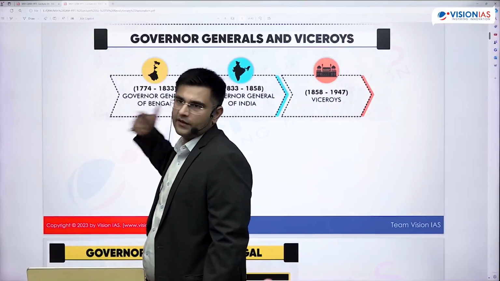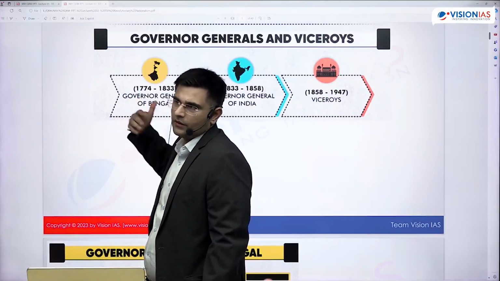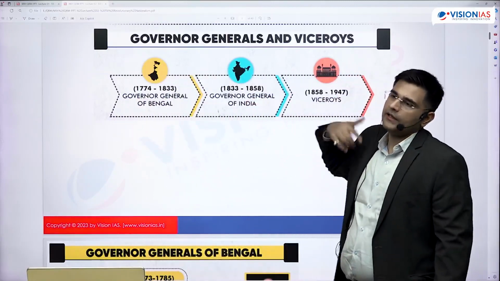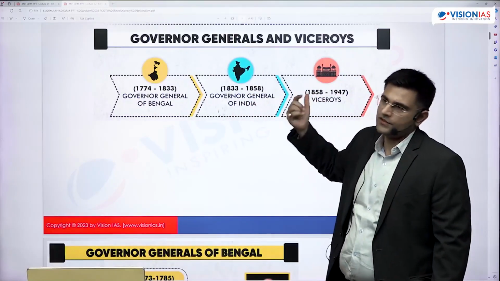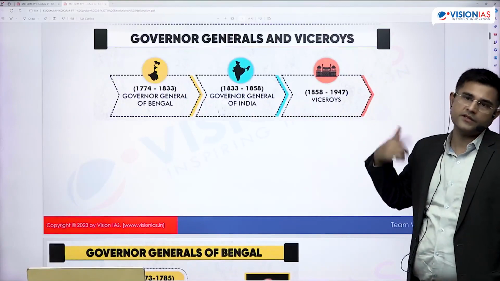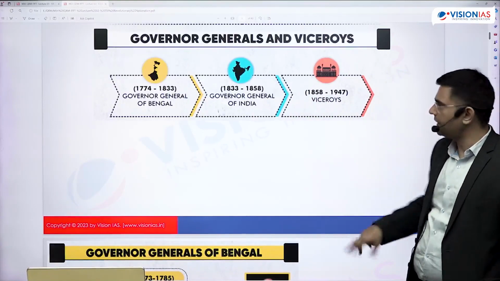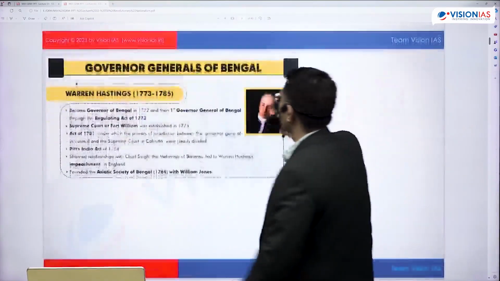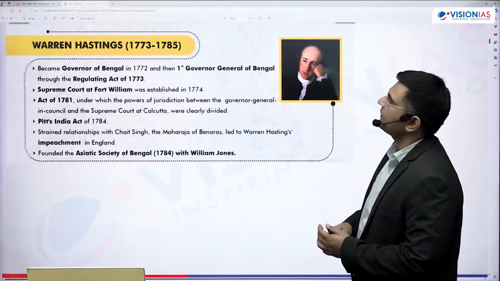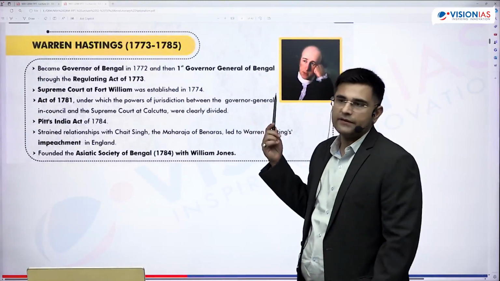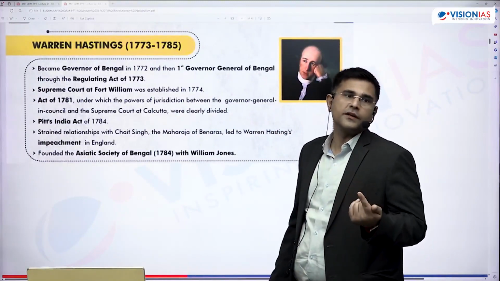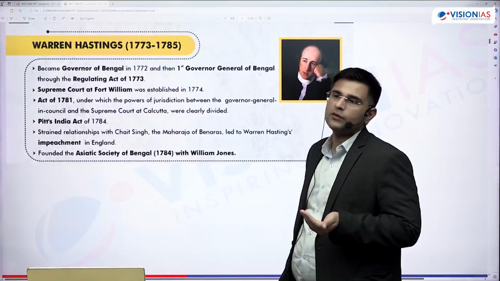The Regulating Act 1773 elevates the Governor of Bengal to GG of Bengal, right? Then the Charter Act of 1833 elevated the GG of Bengal to GG of India. And then the Government of India Act 1858 converted the GG of India into Viceroy and GG, right? So therefore, let's see what happened in different time periods. During the time of Warren Hastings, he became Governor of Bengal in 1772. He ended the dual government, which was brought after the Treaty of Allahabad 1765. What do you mean by dual government?